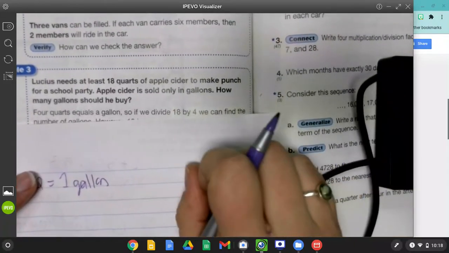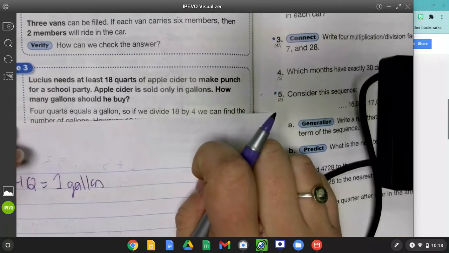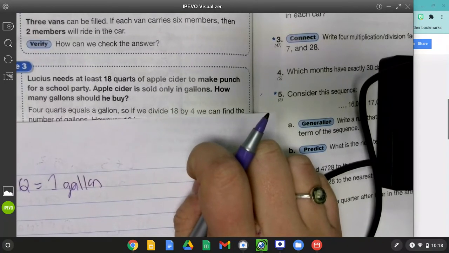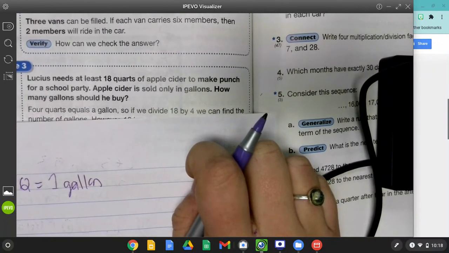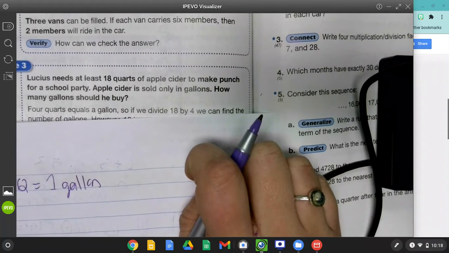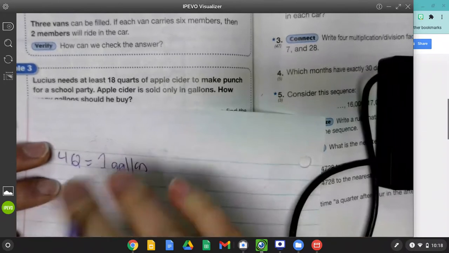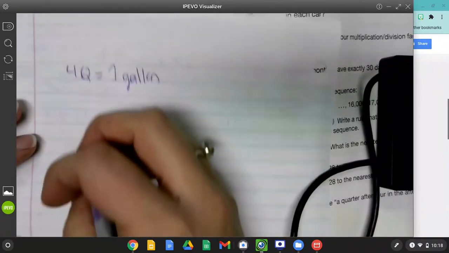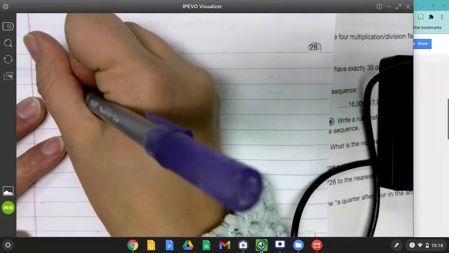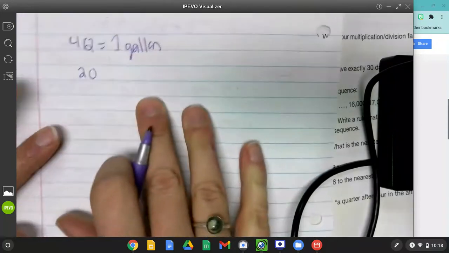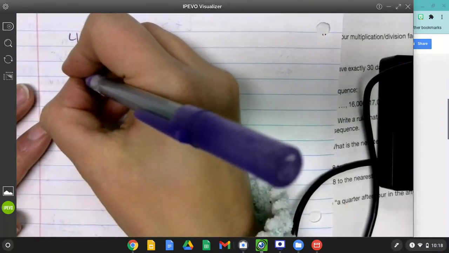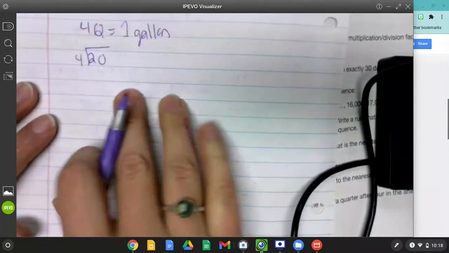So if we divide 18 by 4, we can find the number of gallons. However, 18 is not a multiple of 4. So we pick a nearby number compatible with 4. Both 16 and 20 are close to 18 and are multiples of 4. Lucius wants to have enough. So we're going to pick 20. We're going to go above a little bit to make sure he has enough. So we're going to take 20 as a number that can go into 4 evenly and divide it by 4.